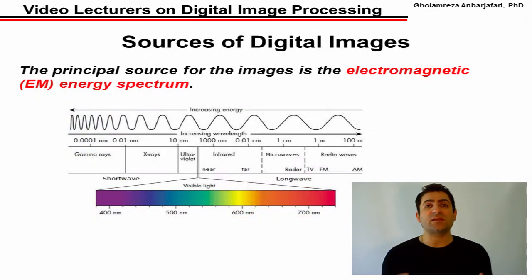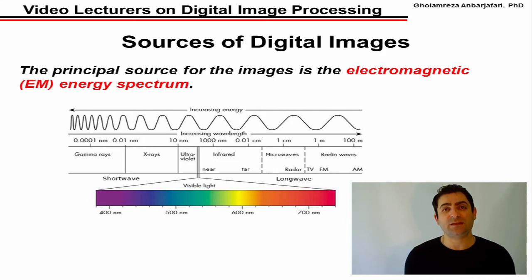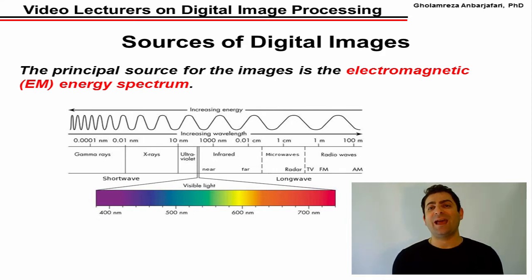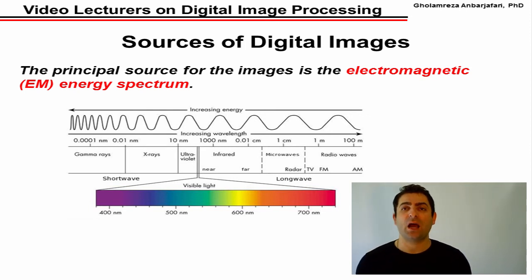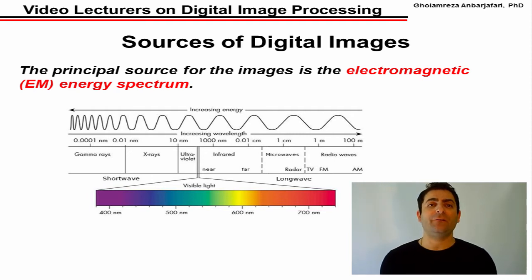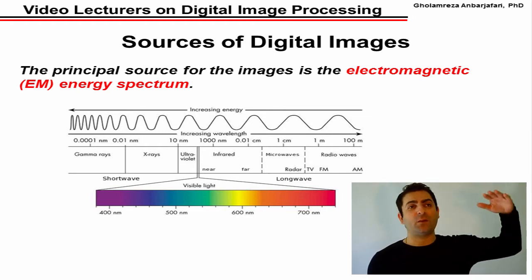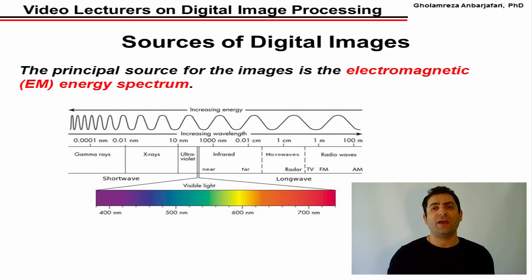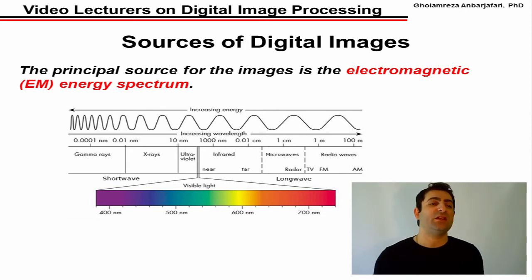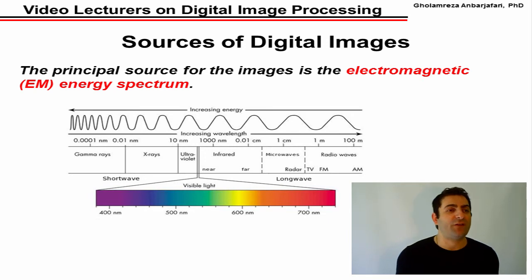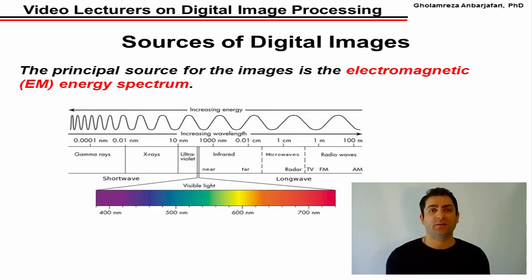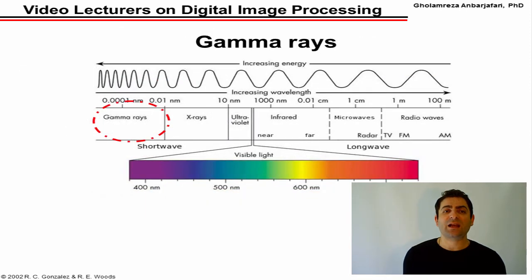Now let's see what are the sources of digital images. The principal source for the image is the electromagnetic energy spectrum. The spectrum bands are grouped according to the energy per photon, ranging from gamma rays to radio waves. Gamma rays have high frequency and low wavelength, and radio waves have the lowest energy and lowest frequency, and they have the highest wavelength. And from this graph in the slide, you can see the figures which you are familiar with from the physics course in college.